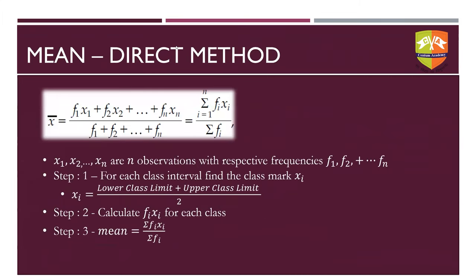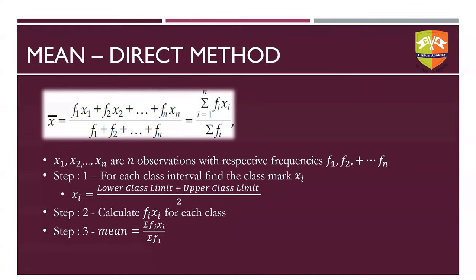What is the direct method? Direct method is nothing but the formula is this. I hope everybody understands this formula: summation Fi Xi divided by summation Fi. If anyone has any issues in this formula, please do let me know. Okay, never mind, let's carry on. This formula is okay with everyone. So what do you need to do?